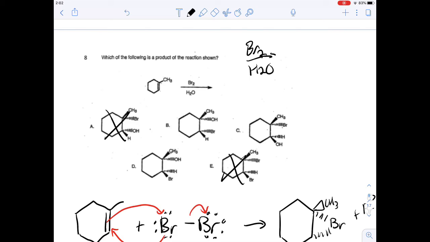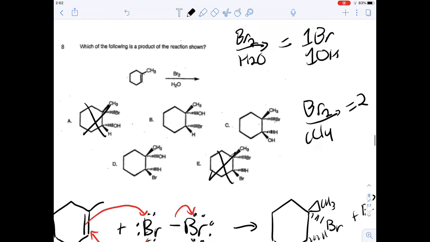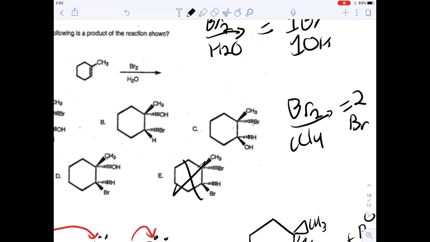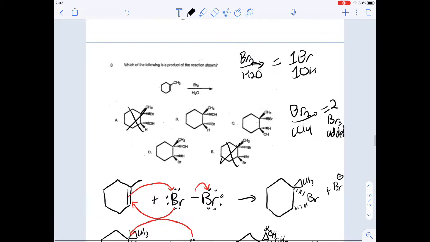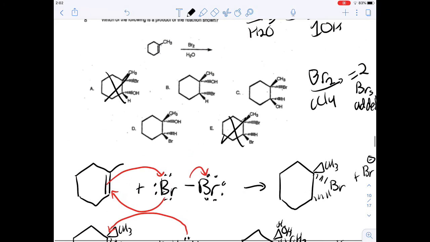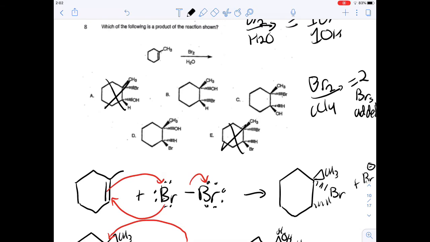All right, let me write it down. Br2 over H2O equals 1 Br added, 1 OH. Br2 over CCl4 equals 2 Brs added. I'm running out of space. Okay. Sorry for how sloppy that is. Okay, let's go back to the reaction and see if there's any other ones we can cross out. Okay, so it doesn't seem like there are any others instinctively that we can cross out.